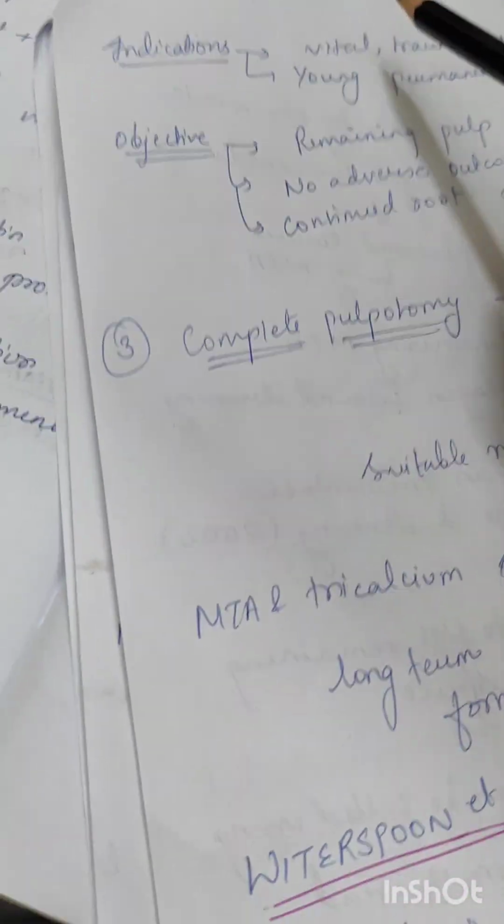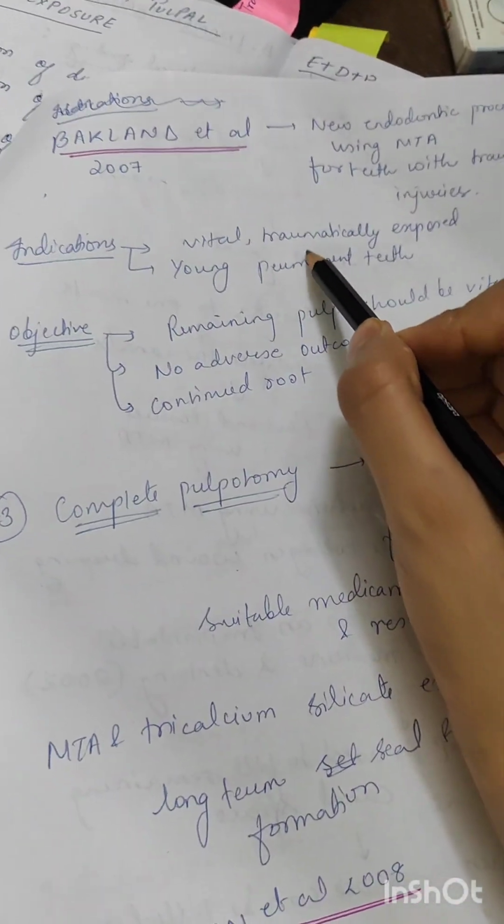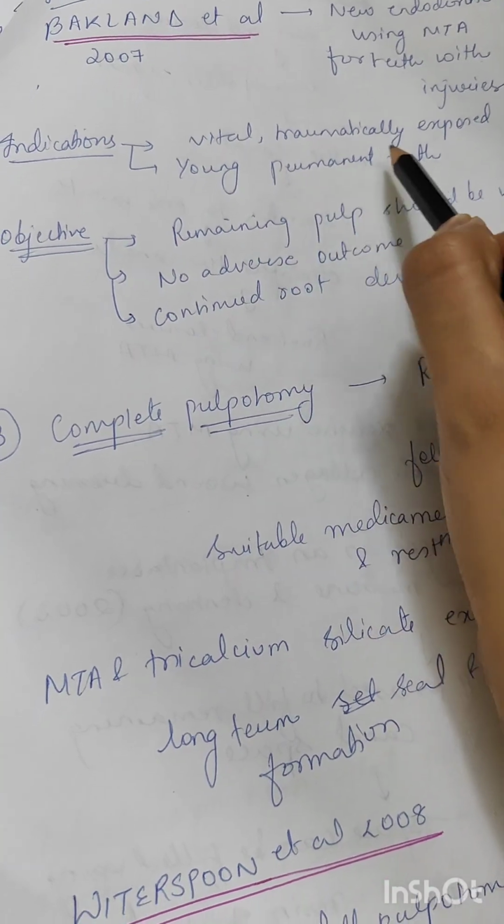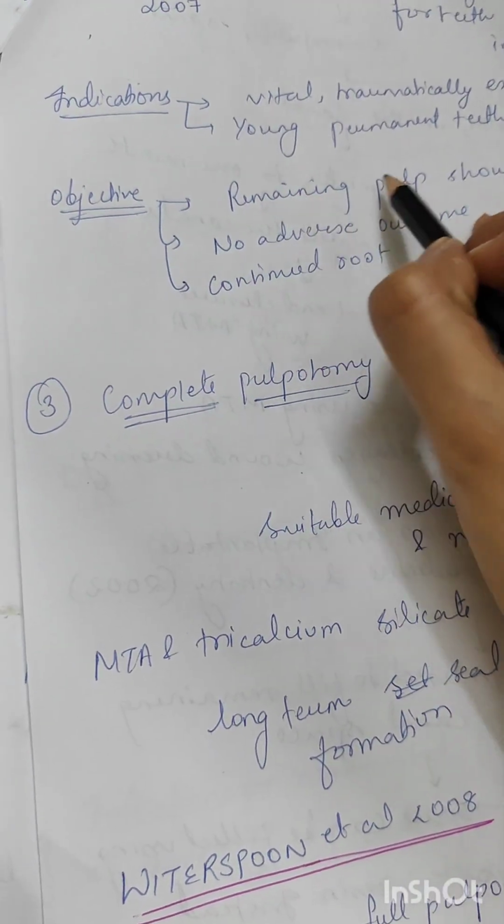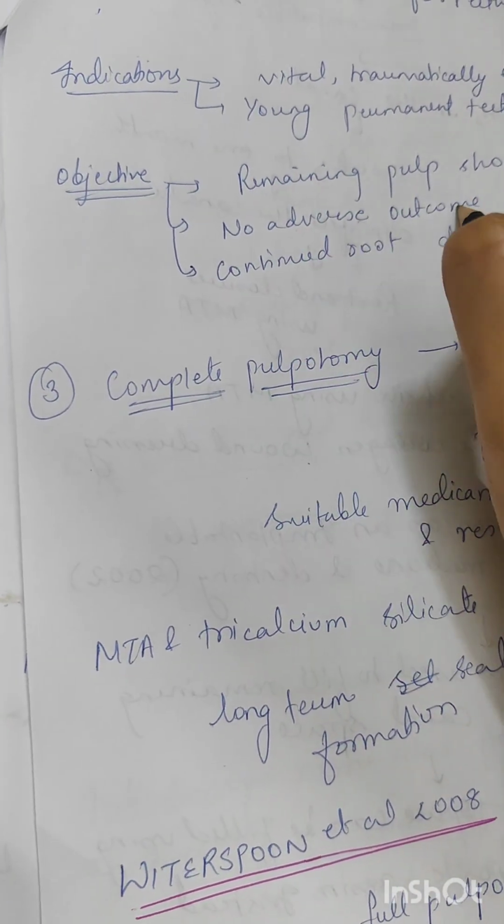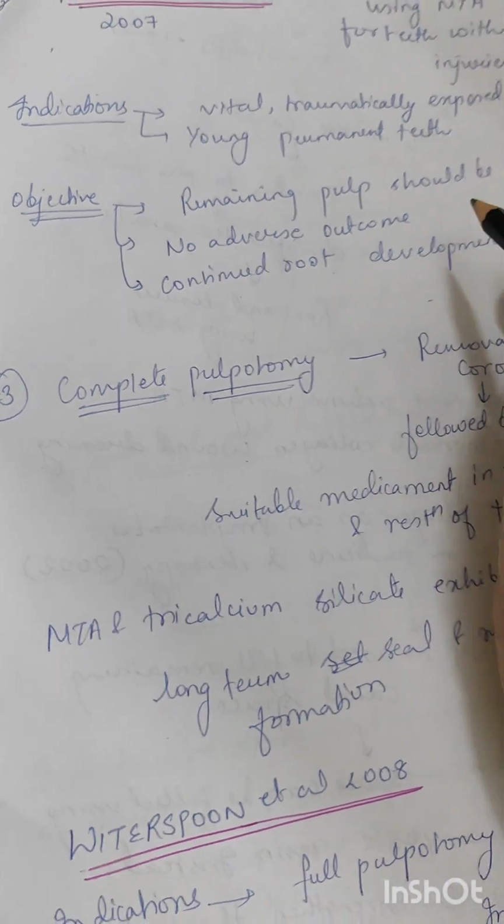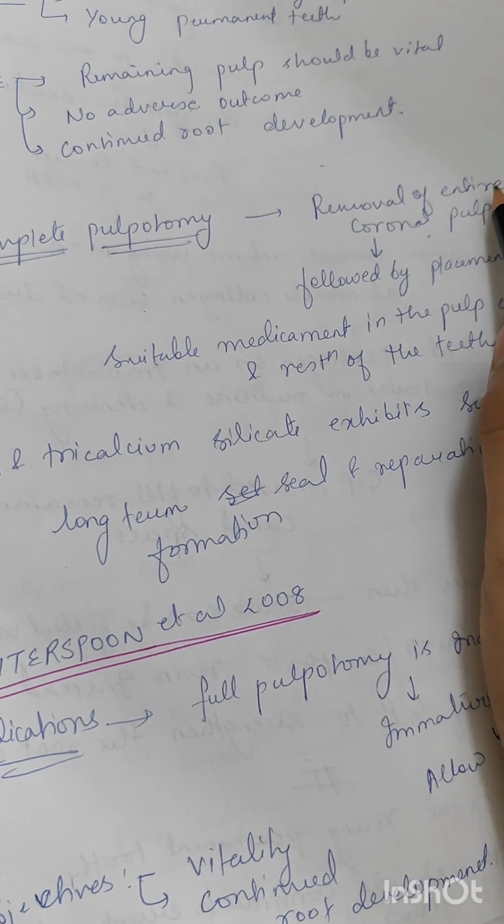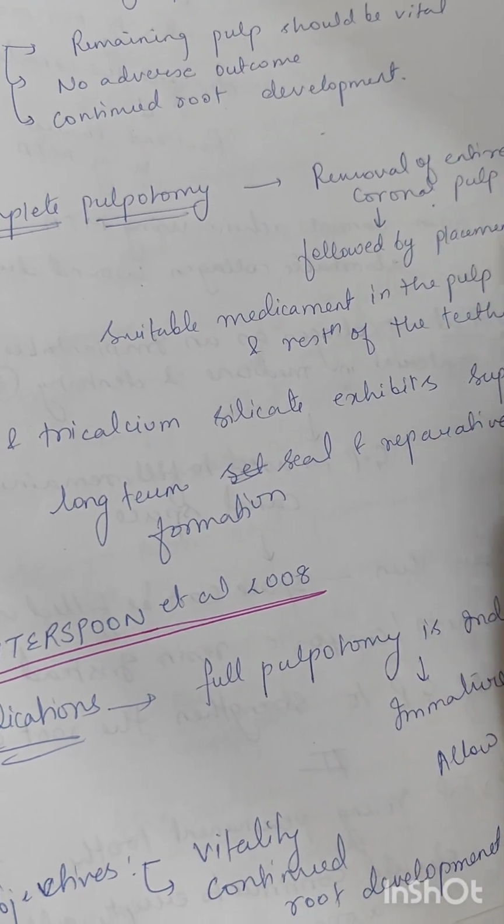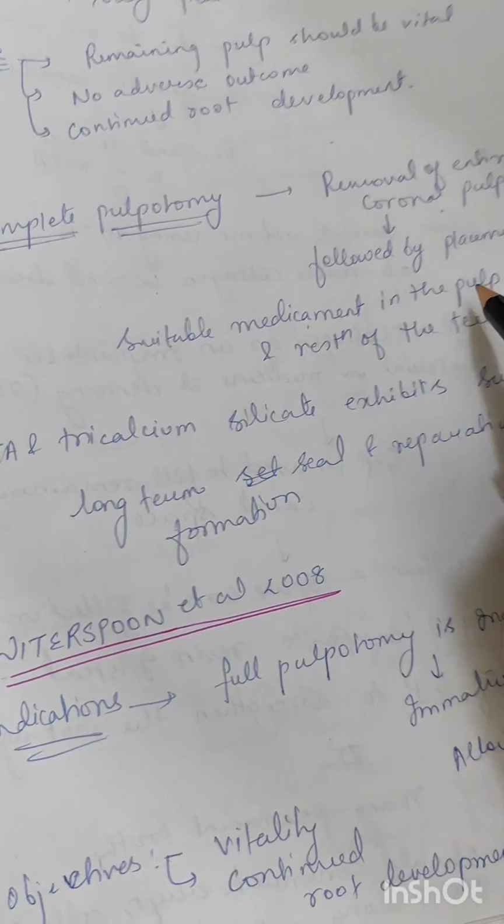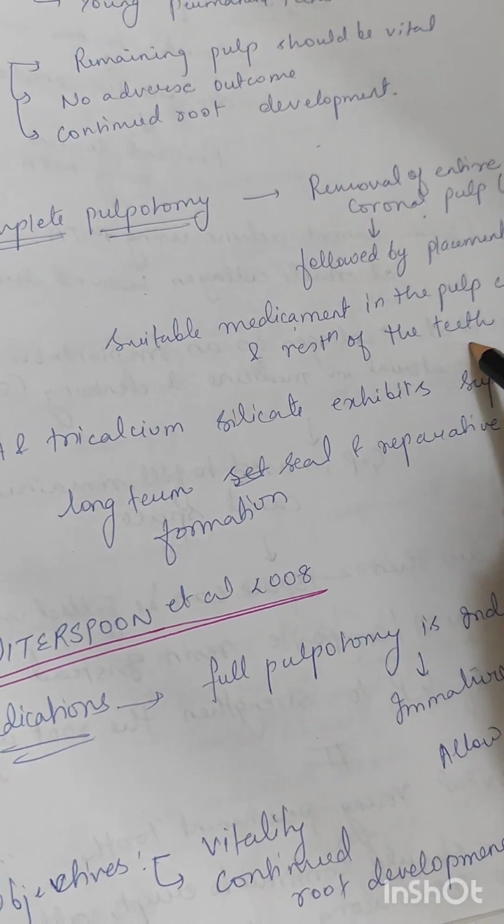Okay, indications of Schweck's pulpotomy: vital traumatically exposed tooth, young permanent teeth. Objective: remaining pulp should be vital, no adverse outcome, and continued root development should be seen. Now next is the complete pulpotomy. It is the removal of the entire coronal pulp followed by the placement of a suitable medicament in the pulp chamber and restoration of the teeth.